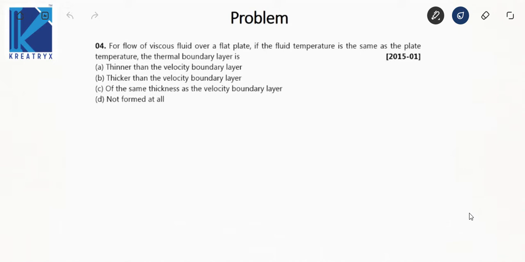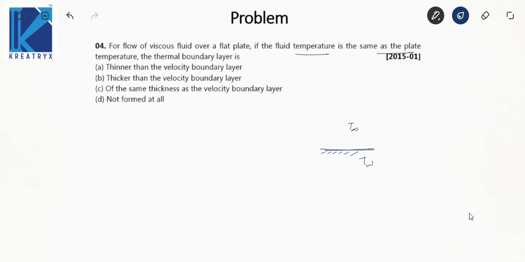If you have thought about this question, what is the basic concept behind the formation of this thermal boundary layer? The thermal boundary layer is developed when there is a difference between the temperatures of the plate and the ambient condition. Now it is given that the plate temperature and the fluid temperature are the same, so that means there are no temperature gradients.